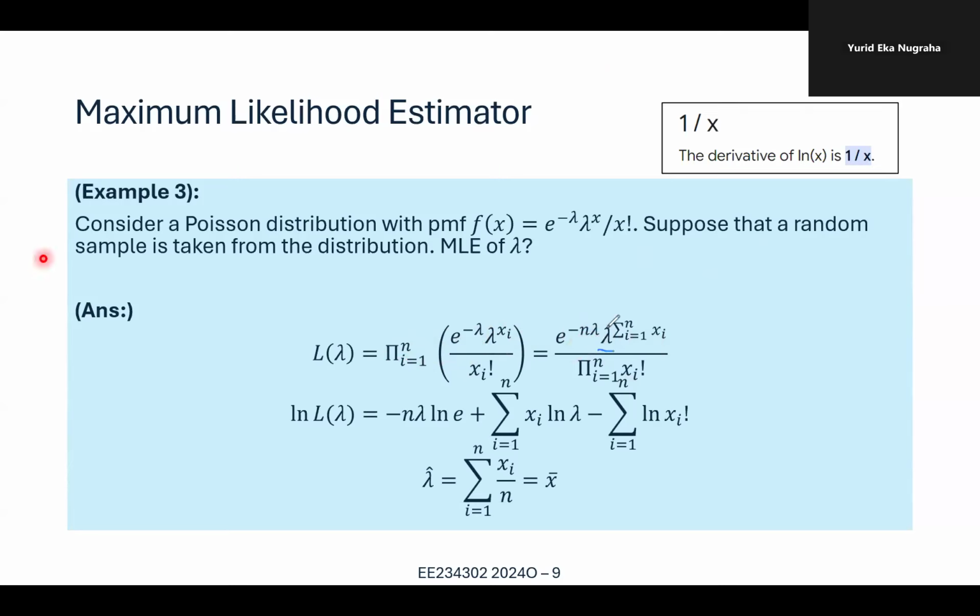And then this becomes lambda to the power of xi times lambda to the power of xi times lambda to the power of xi, so we get the summation of the xi in the exponent. The denominator is the product, so we multiply xi factorial n times, from x1 factorial to x2 factorial and so on.